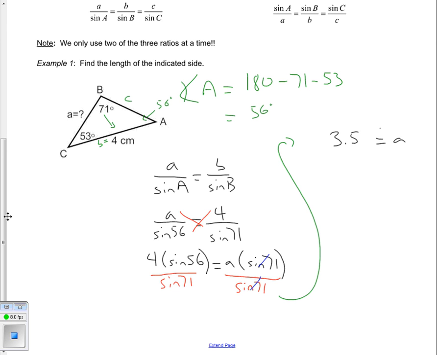Okay, so just as a quick review, again, key thing, you want to be able to label the triangles. You want to figure out, do you have a side angle pair? Okay, if you have that, then you can use the sine law. If you don't have a side angle pair, then you're unable to use the sine law and you'll have to try something different.